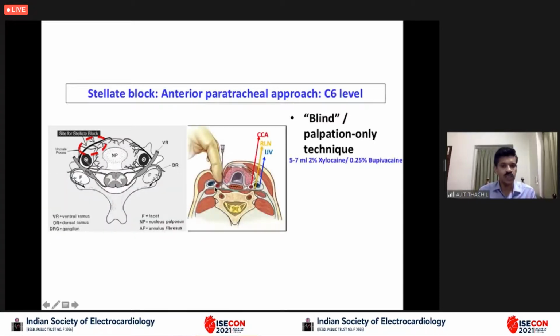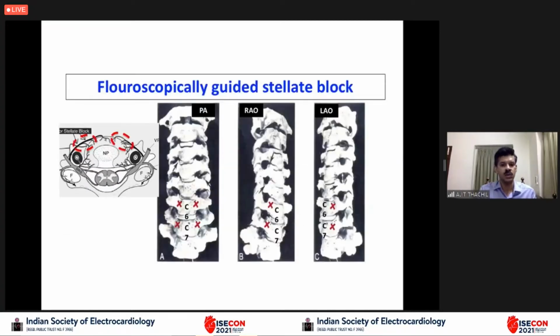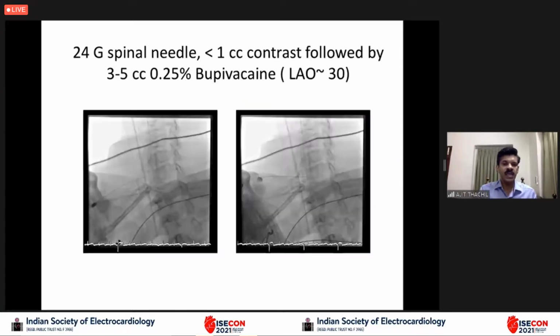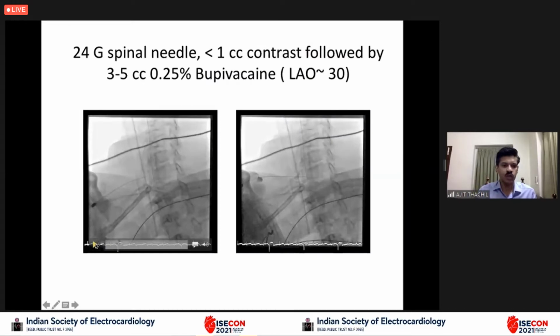If you don't want to do that, well, this is how it is done. Of course, you could injure the vessels, so you must aspirate to see that you are not aspirating blood. But if you have access to fluoroscopy, you can do it under fluoroscopy, or if you have access to ultrasound, you can do it under ultrasound. Fluoroscopically guided, so these are the landmarks. That is the anterior, just anterior to this foramina in the C6 and C7 vertebra. You inject at this level, it will flow down to the stellate ganglion.